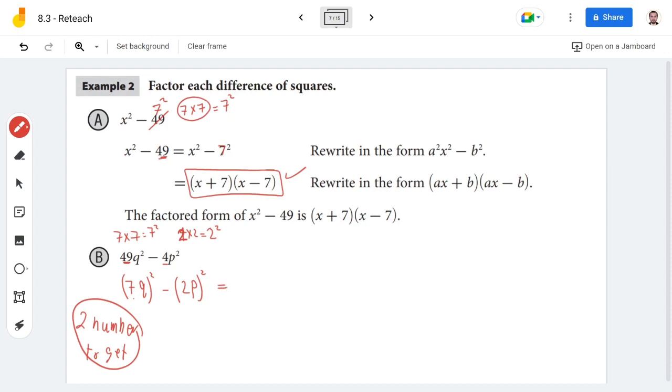Now, the rule said, if you remember, if we go back here, it was cx plus d and cx minus d. As we can see, the first one here is cx and the second one here is d. So now my bracket will be 7q for both of them. Here it will be positive, here it will be negative, and here it will be 2p, and here it will be 2p. Okay? So that's the answer.